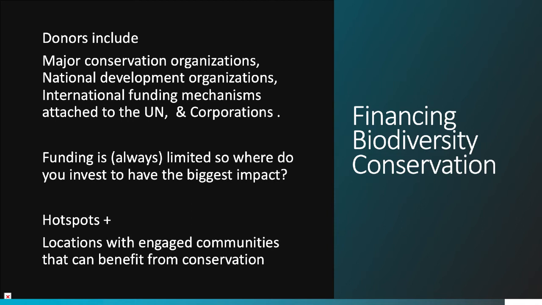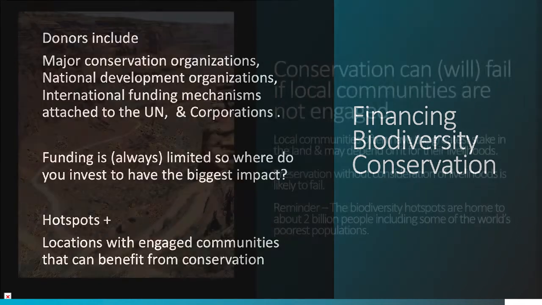You can imagine that if you had $1 million and you want to preserve species, it would potentially make good sense to invest that money in a place with high overall species diversity and a large number of endemic species. This isn't the only way that biodiversity conservation is done, but it is an important part of the global approach to conserving biodiversity. The money that's put into this type of conservation comes from major conservation organizations, national development organizations, international funding mechanisms attached to the United Nations, and sometimes from corporations.